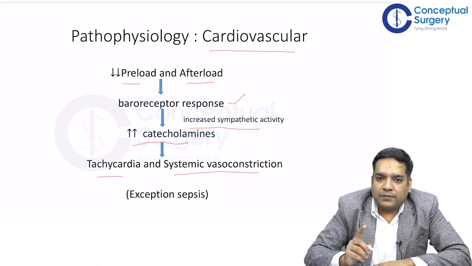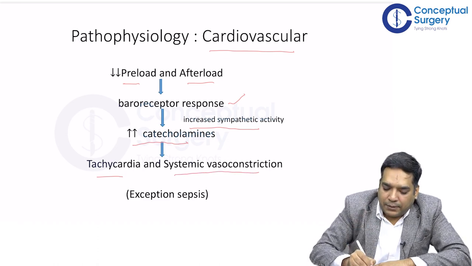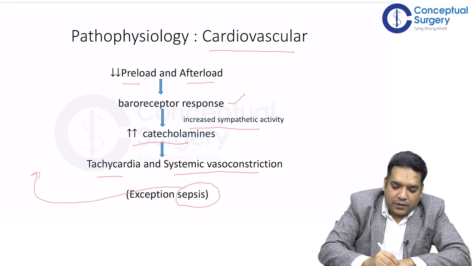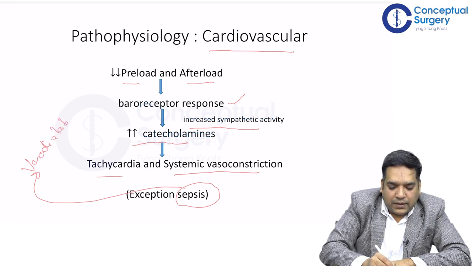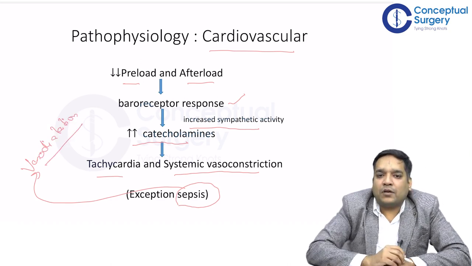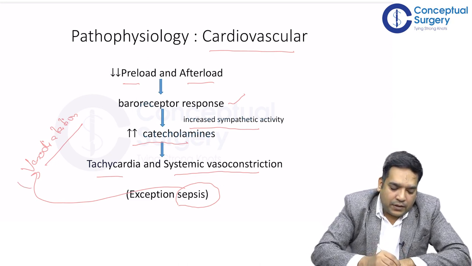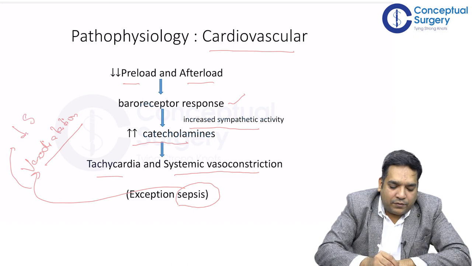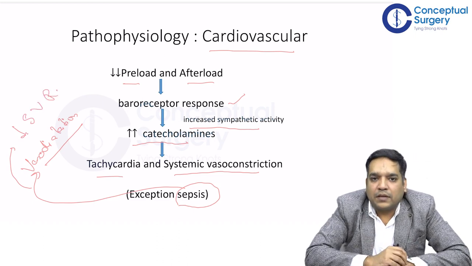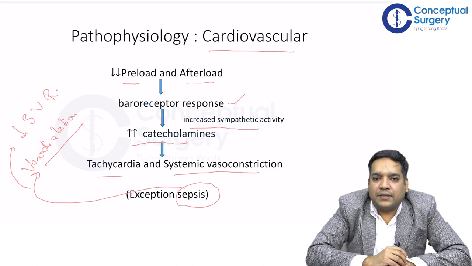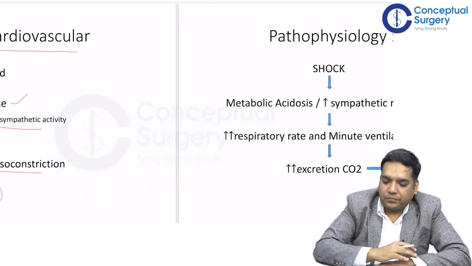Just remember, my friends, there is one exception in this. In sepsis, this doesn't happen like this. In sepsis, there is a vasodilation. It is a kind of distributive shock. So, there will be vasodilation, and there will be a decrease in systemic vascular resistance, right? So, sepsis is the exception in this.